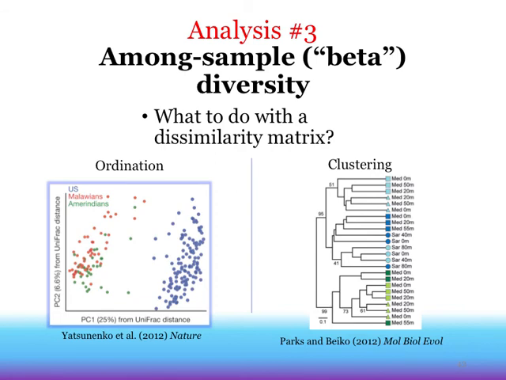Okay, what to do with the dissimilarity matrix? So this is that projection where you take your complex dissimilarity matrix, which is based on all that taxonomic stuff, and try and project it into two dimensions. So this is comparing the gut microbiota of three different populations, US, Amerindians, and Malawians, and you can see that on some axes of differentiation or diversity, you can separate this population from that population, but if you look along that axis, they're actually really not very differentiable at all.